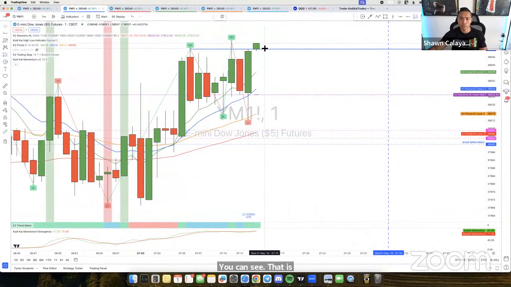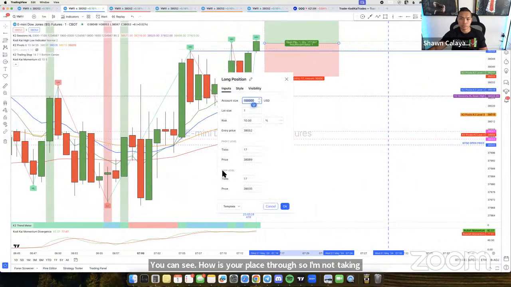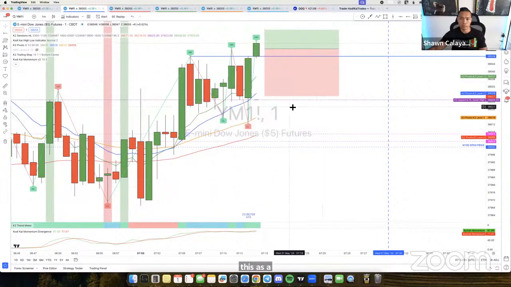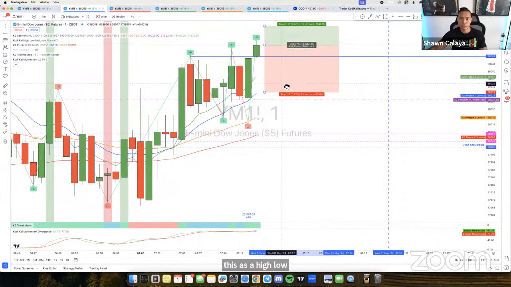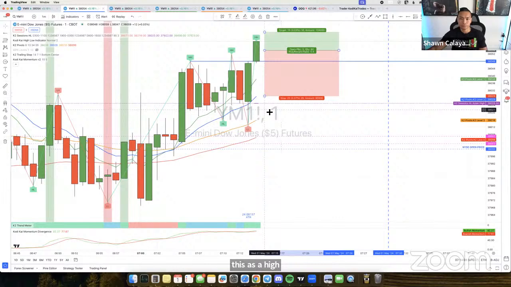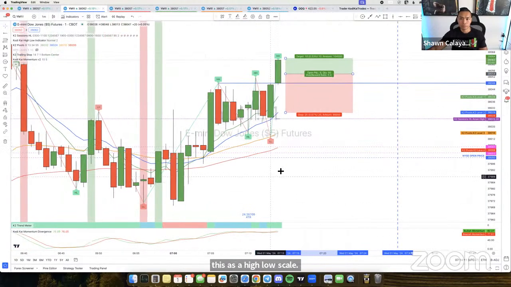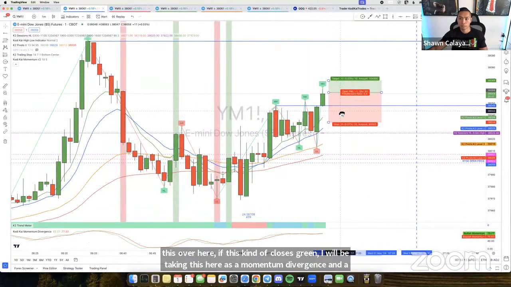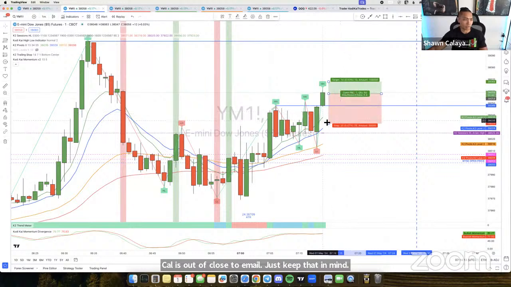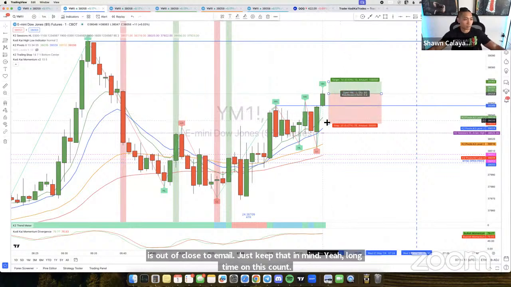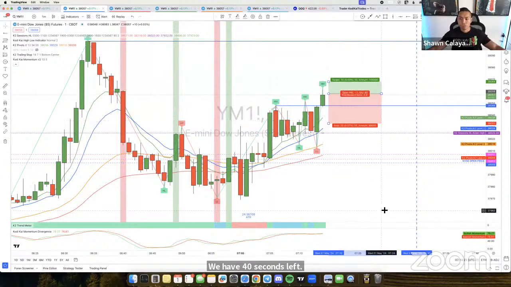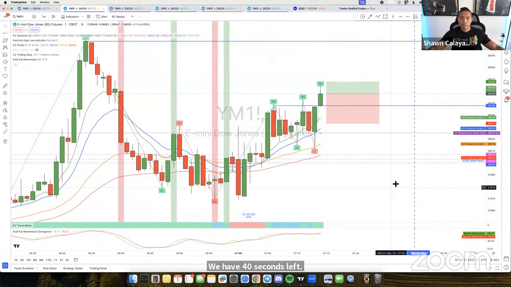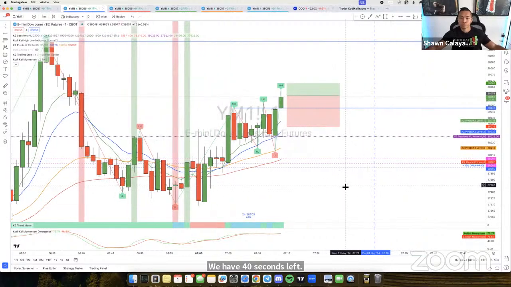So I'm not taking this as a high-low scalp. Okay, this over here, if this candle closes green, I will be taking this as a momentum divergence and a high-low scalp. The candle's got to close green though, so just keep that in mind. We've got a long time on this candle, 40 seconds left. So it's got to sit tight, wait for it. It's got to be a pretty obvious green candle too.